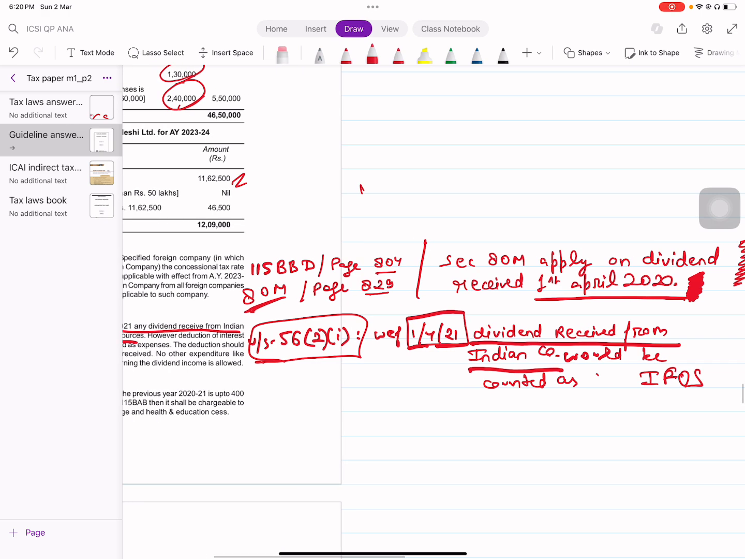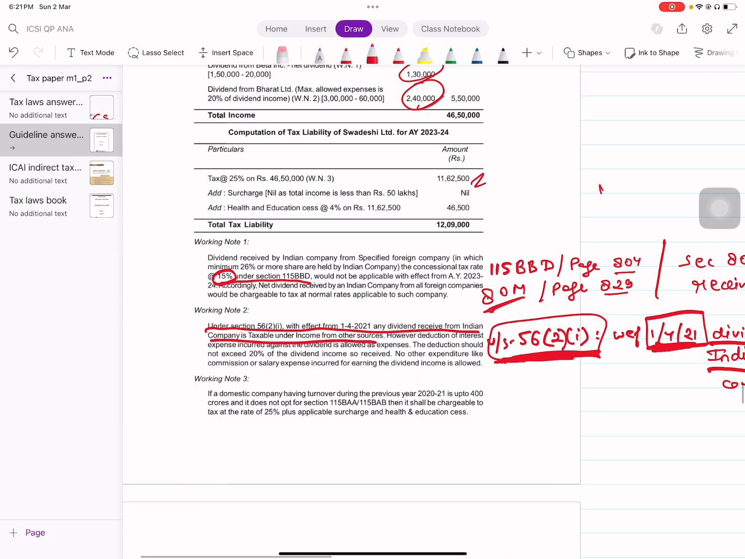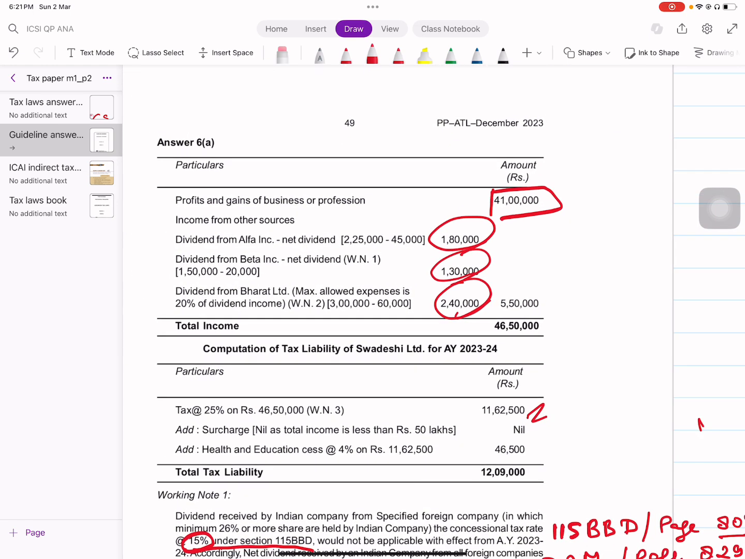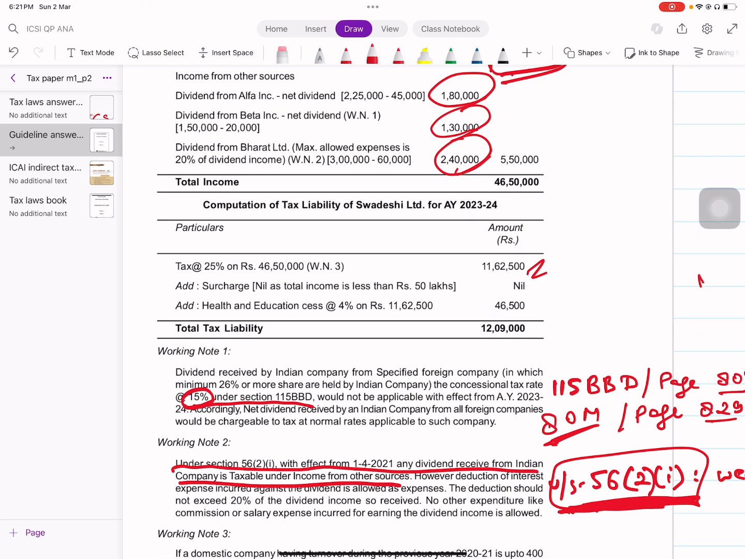And further, under section 56(2)(i) with effect from 2021, dividend received from an Indian company would be counted as income from other sources. So in the given case, section 80M would not apply and section 56(2)(i) would apply. Hence, the dividend received from various companies was included in the total income of the company and tax was calculated.